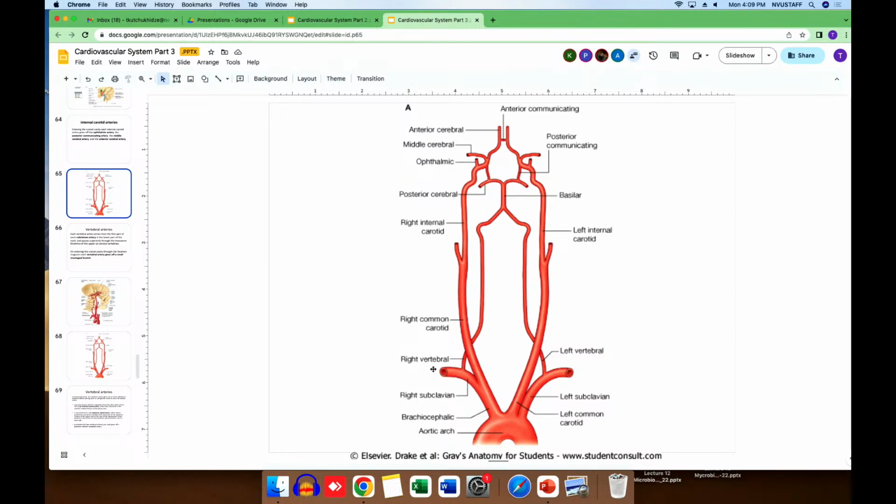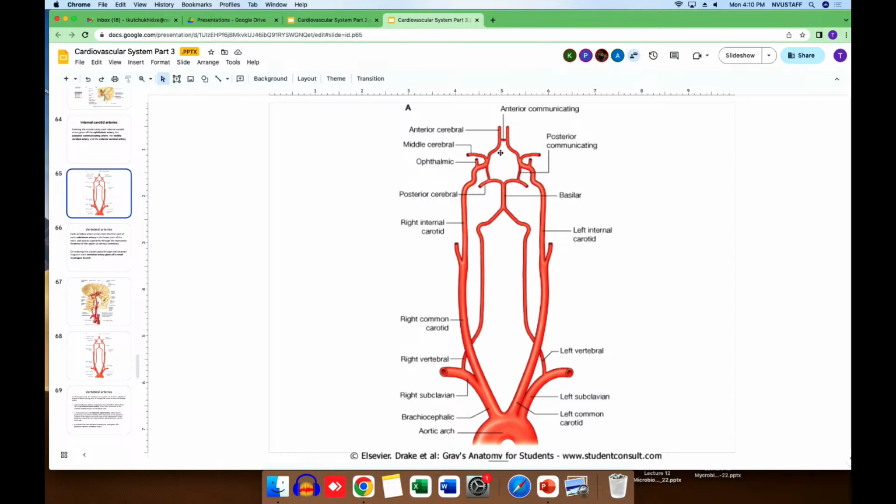Also, from the right and left subclavian arteries, we had the right and left vertebral arteries, and they were the ones merging together and giving us the basilar artery. That basilar artery was dividing into the posterior cerebral arteries, and they were communicating with the right and left internal carotid arteries through the communicating arteries. Further, they were giving us branches like the ophthalmic branch and the middle cerebral branch.